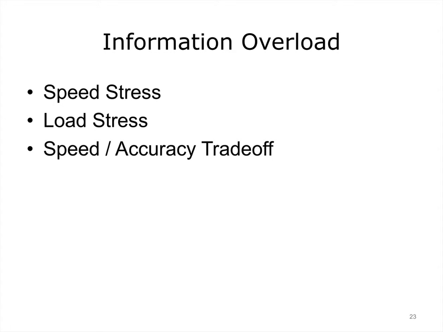This slide describes some of the conditions for overload. If you're under pressure to increase the pace of your performance, or if you're burdened by a heavy information load, the quality or accuracy of performance is likely to degrade. There is a speed-accuracy trade-off. As you increase your speed of performance beyond a certain threshold, you increase the probability that the quality or accuracy of your work will degrade.